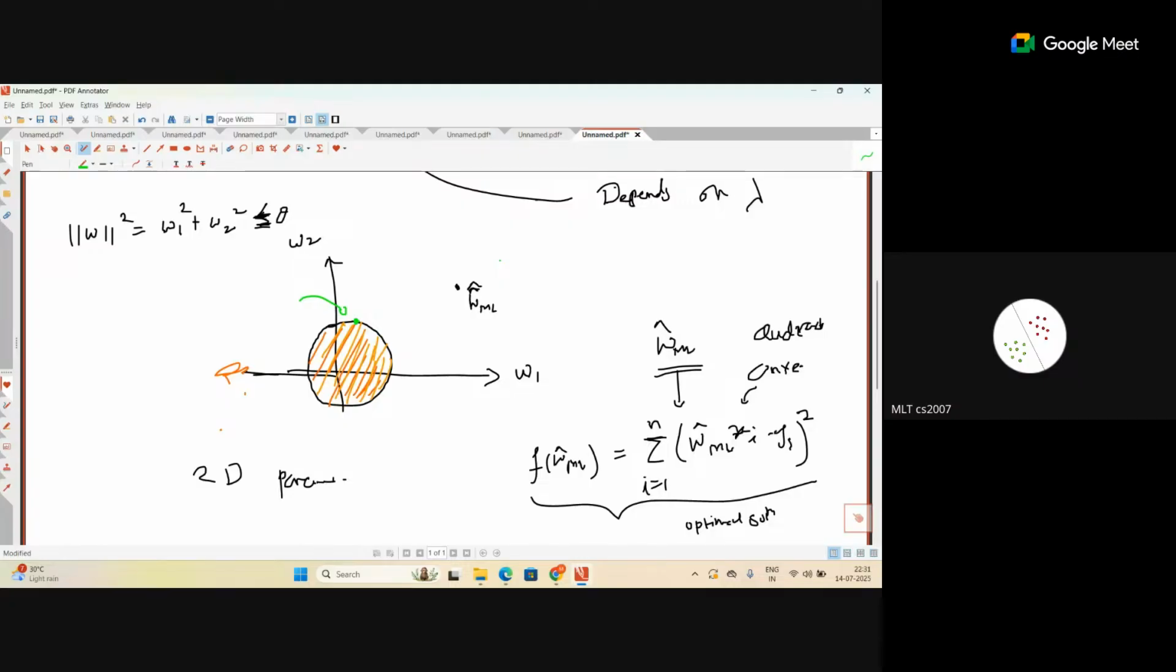But I am okay to do that, because what I'm able to achieve if I use this ridge regression problem is lower variance on the mean squared error of W hat ML. Is that fine?